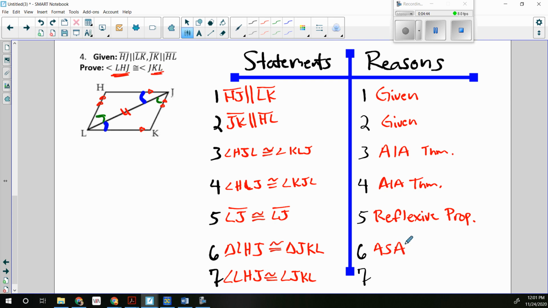All right, so then we have our proof statement down here because we don't want to prove that the triangles are congruent, but after that, we want to prove that those 2 angles are congruent that it told us. So because those 2 angles are congruent, the reason is going to be CPCTC, or corresponding parts of congruent triangles are congruent.